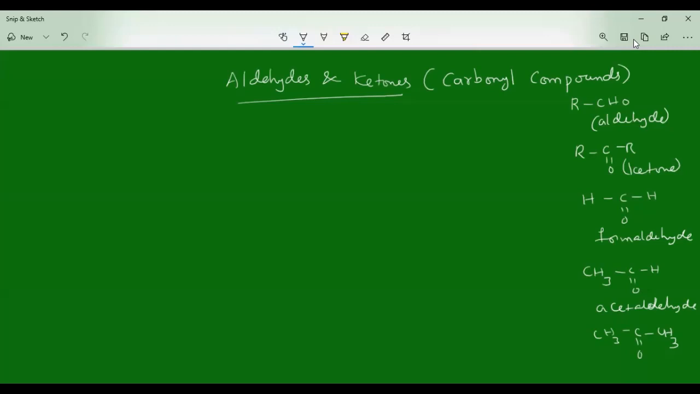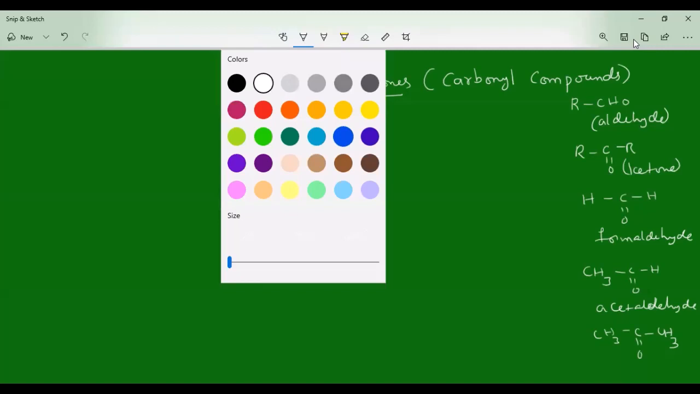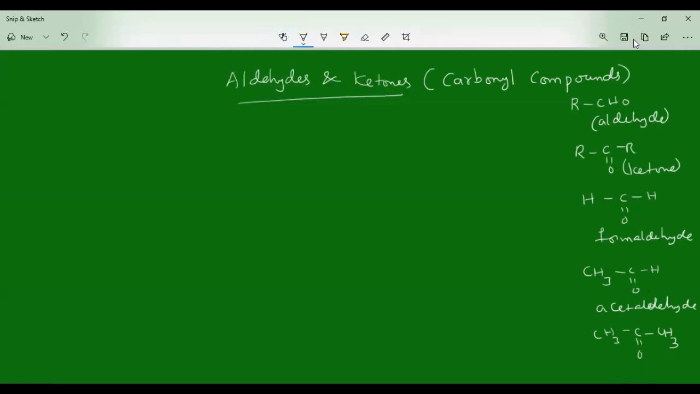So let us start the topic of aldehydes and ketones directly from the competitive angle. The point we are going to discuss is methods of preparation of these aldehydes and ketones. First of all, we would like to learn the methods of preparation from alcohols. That means mild oxidation of alcohols.